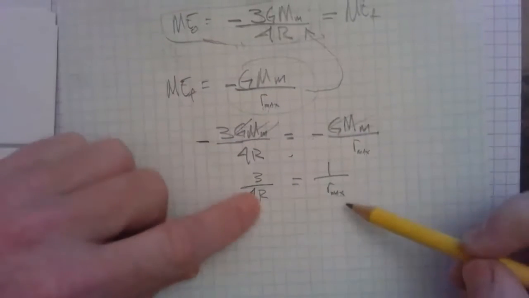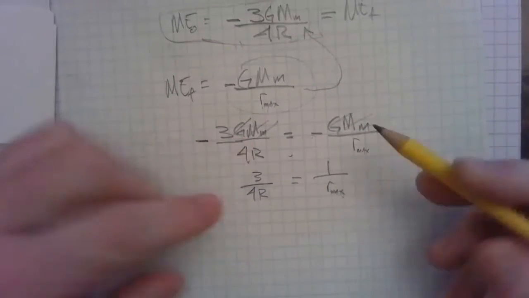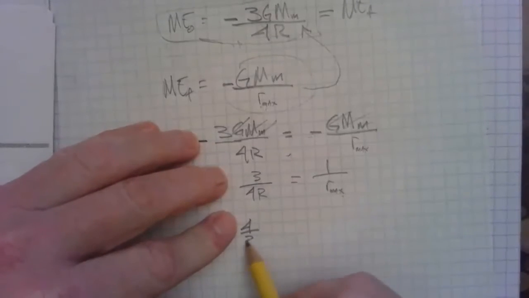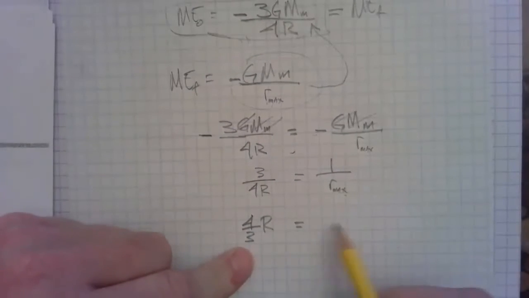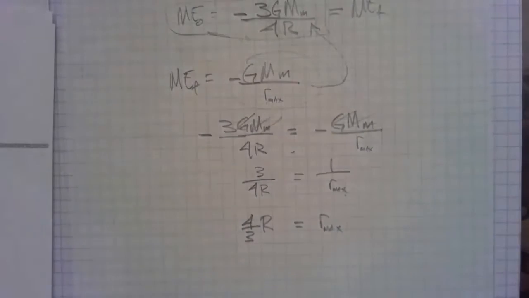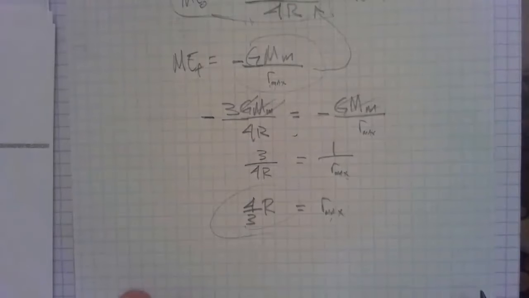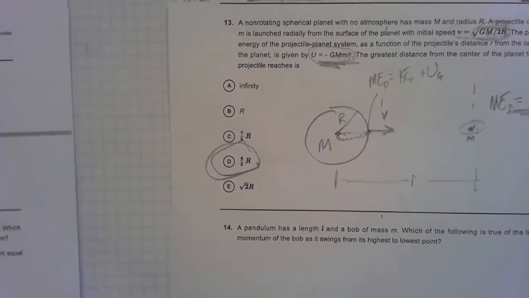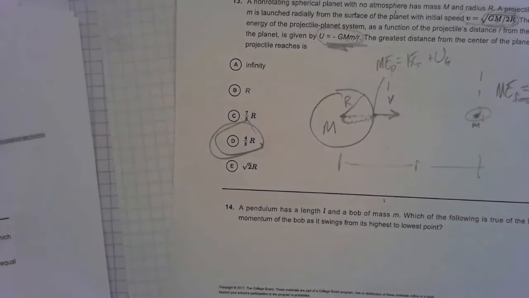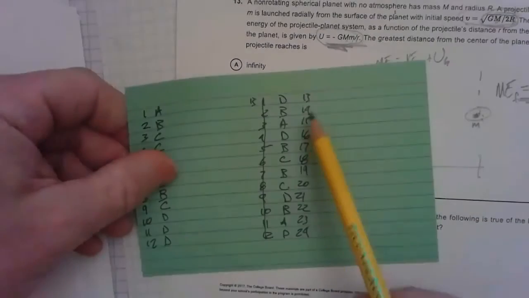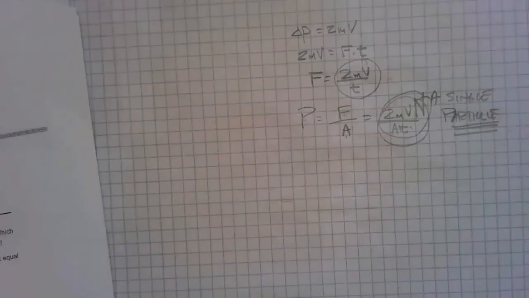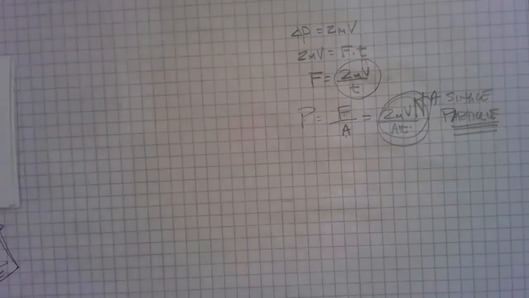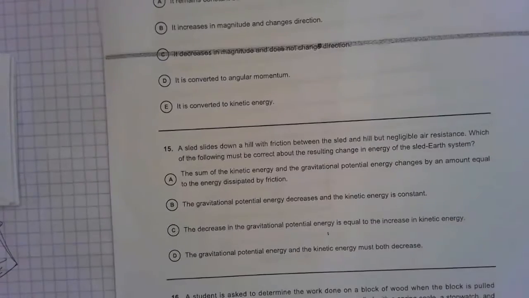The thing I want is in the bottom. I'm going to flip both of these. So now I have 4/3 R, if I flip it, equals R max. So the maximum distance it goes is actually a factor of the radius of the planet. Interestingly enough, I get 4/3 R. That is D. My sources tell me number 13 is in fact D. I'm correct. All right, there was a lot of that. Hopefully you learned something. Let's move on to 14.